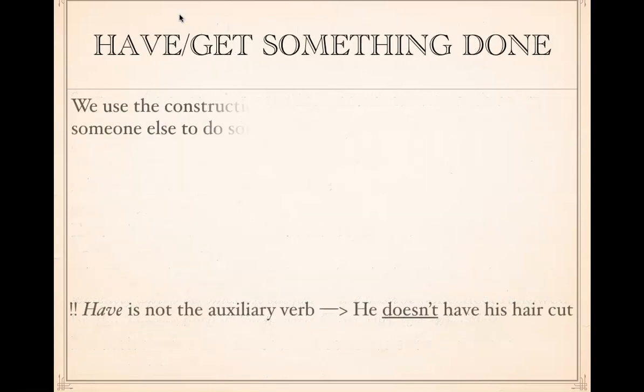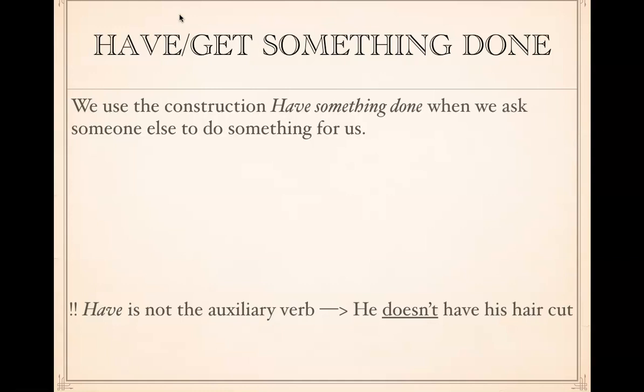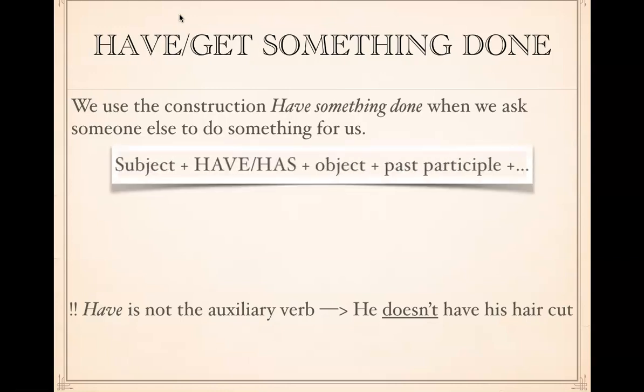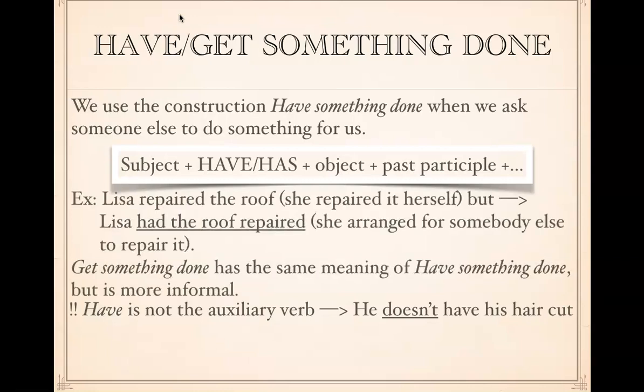Okay. Let's talk about "have" or "get" something done. We use the construction "have something done" when we ask someone else to do something for us. The construction is composed of the subject in the first place, then "have" or "has," then the object, and then the past participle. For example, "Lisa repaired the roof" is an active sentence because she repaired it herself. But if we say "Lisa had the roof repaired," we are saying that she arranged for somebody else to repair it.